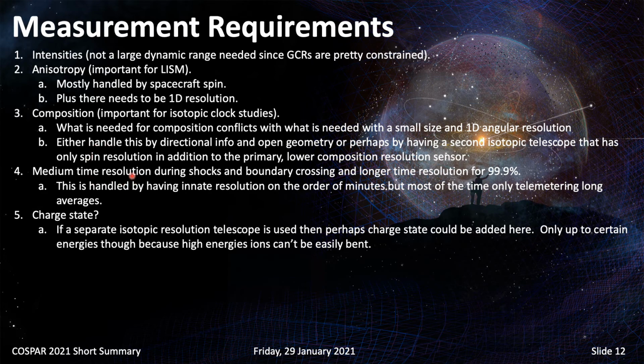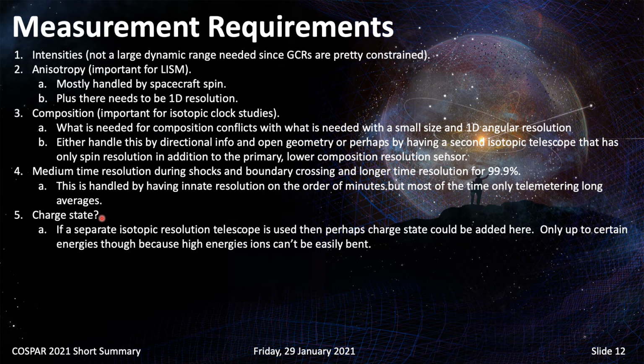Most of the time, medium time resolution would need to be used. If we have the spacecraft making measurements on the order of a minute, then that should be sufficient for most cases, and for example, crossing of the termination shock of the heliopause. But for most of the time, outside of those special cases, we'll be able to do longer time averages, and this will save on telemetry.